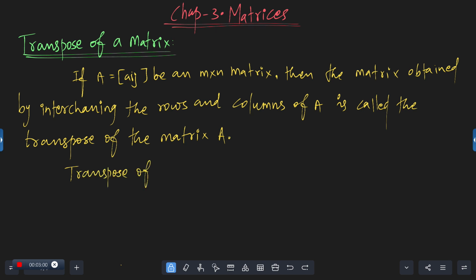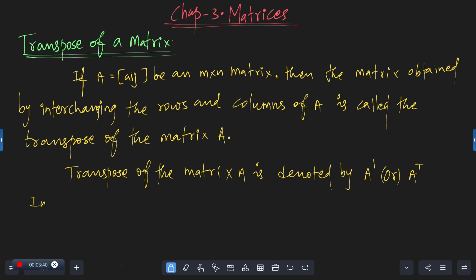Transpose of the matrix A is denoted by either A dash or A power T. You can read that as A transpose or A power T, not an issue. In interchanging, what happened? Interchanging. Am I right? Right.